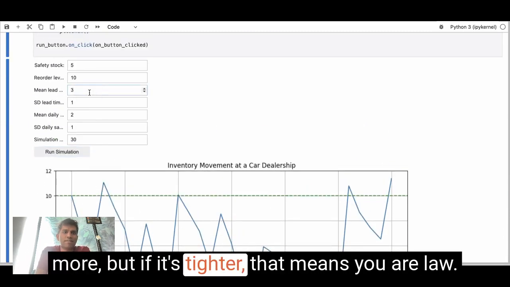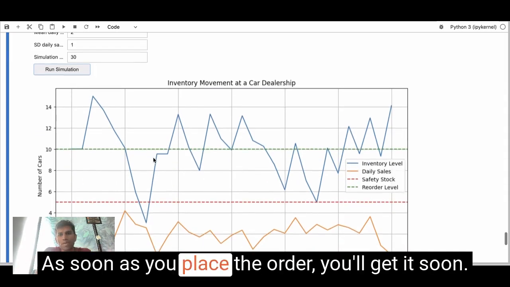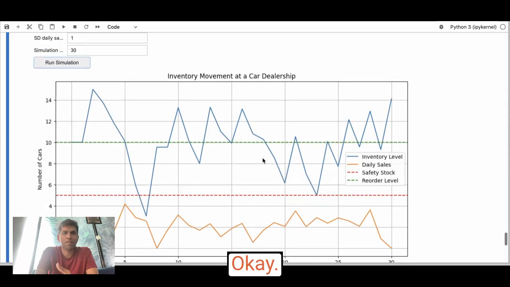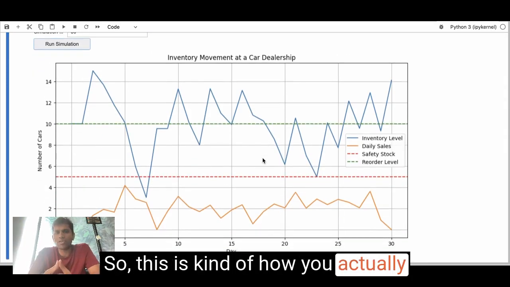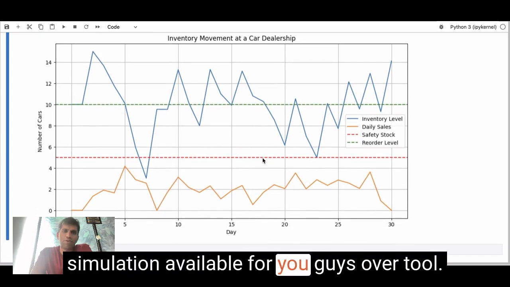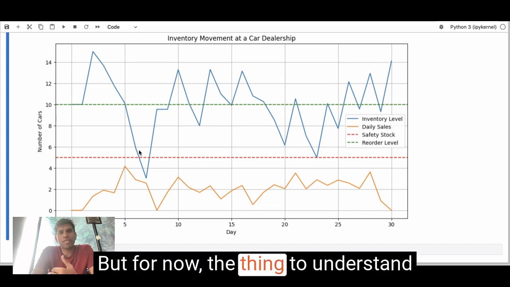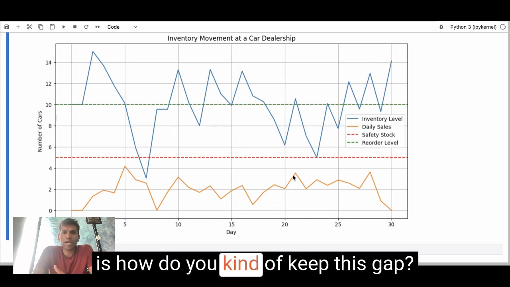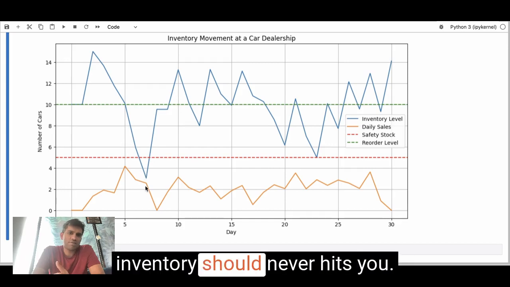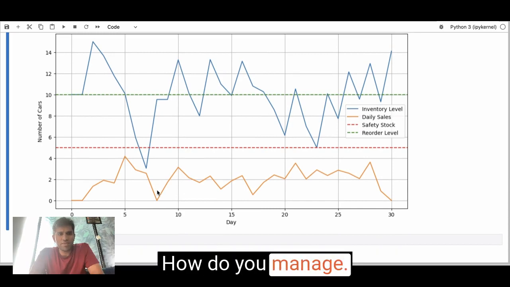But if it's tighter, that means you are able to get the inventory as soon as you place the order. Then the variations will be much, much lesser. So this is how you manage your inventory. We will see whether we can make this simulation available for you over a tool. We'll add that in a bit. But for now, the thing to understand is how you keep this gap to the minimum. At the same time, your inventory should never hit 0.